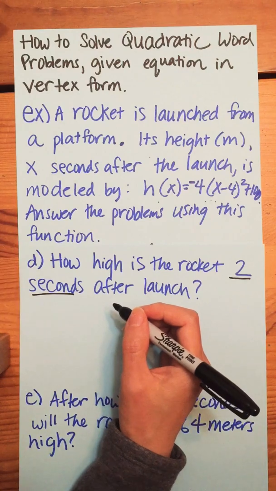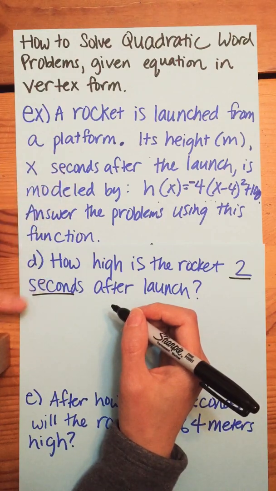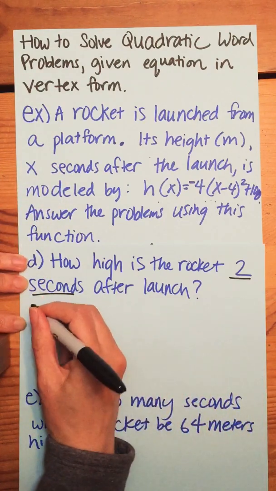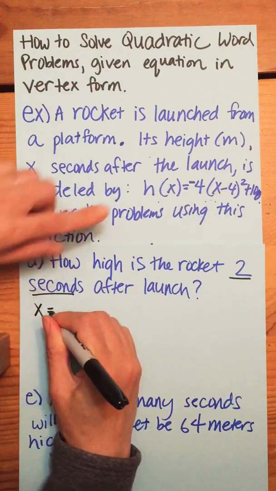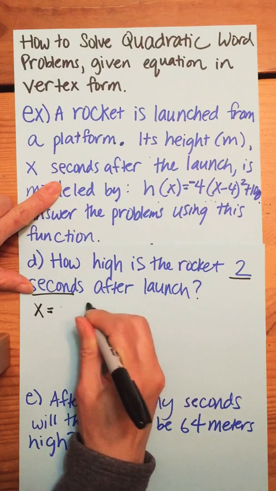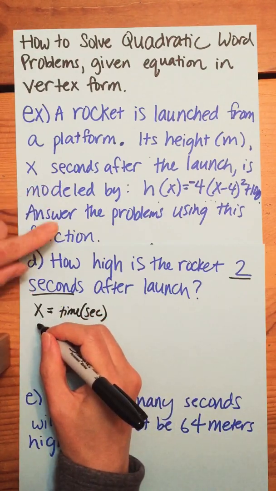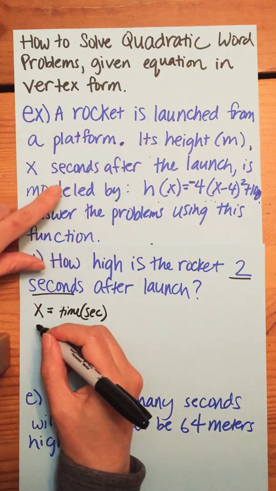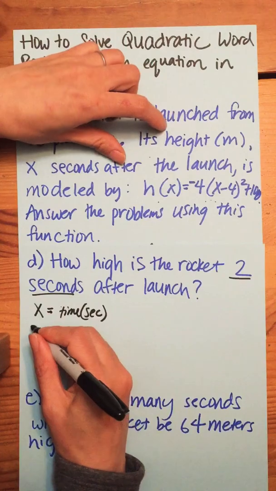So you should have marked up, which we did in a previous video, what the x stands for and what the y stands for. And that's going to be very helpful in all of your questions. So I'm going to repeat that. So up here it says that x seconds, so x represents seconds, that's the unit, and it represents time. And then here it says its height x seconds after the launch is modeled by this. So the height is going to be the y value.